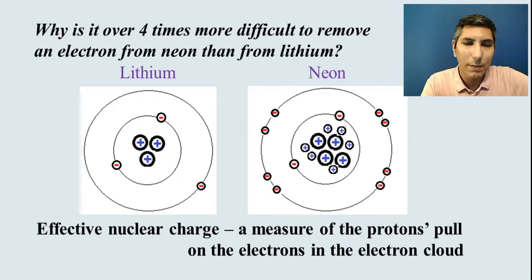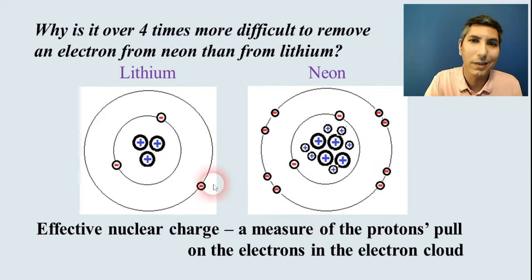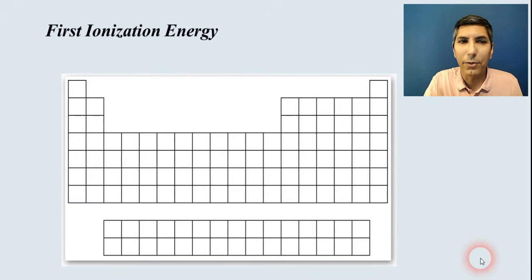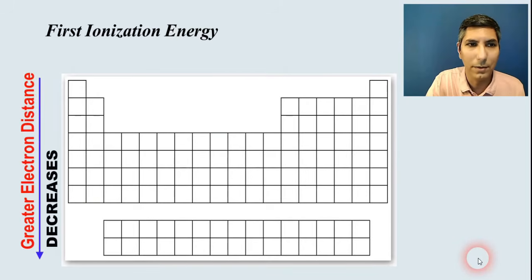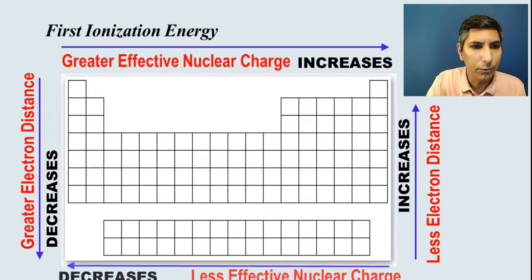In fact, we don't talk about protons very often. Really, the only job that protons have is to keep the electrons from flying away. And as we can see, neon has a whole lot more protons, so it's going to be a whole lot more effective at keeping those electrons from flying away. So it will have a very high effective nuclear charge. Lithium, not so much. So as we talk about the first ionization energy, this is the trend here.